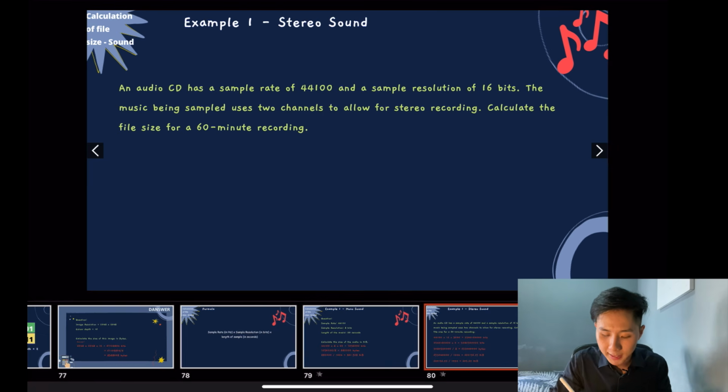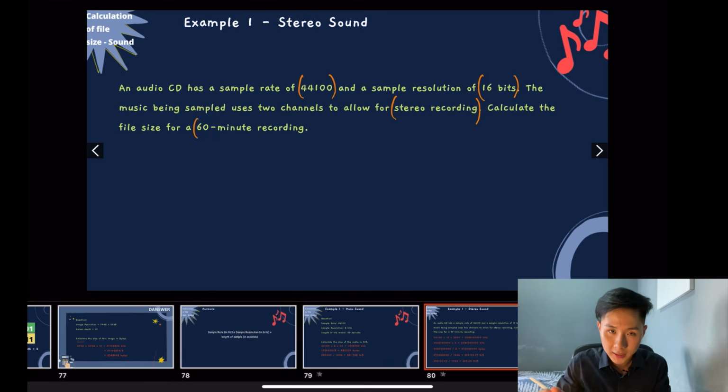An audio CD has a sample rate of 44,000. Let's highlight the important details, all right? Sampling resolution of 16 bits. And the music sample uses 2 channels to record for stereo recording. Stereo recording means if you were to bring your headphone, the left and right headphone will have a different voice. That's called stereo recording. And calculate the file size, they said, for a 16-minute recording.